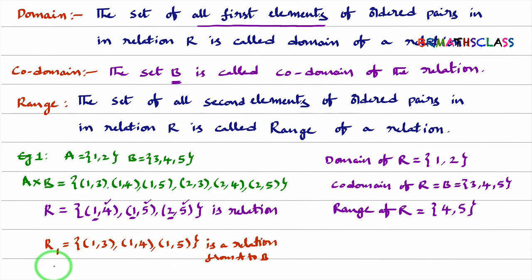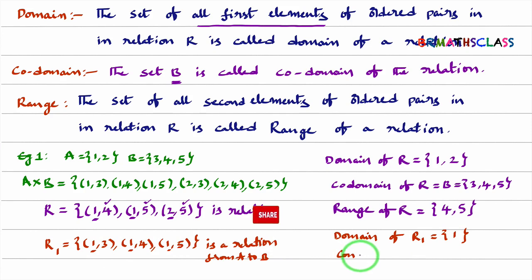Now, I want to calculate the domain, codomain and range of this relation R1. What is the domain of R1? The definition of domain is the set of all first elements of ordered pairs. You observe, 1 is the first element of all the ordered pairs. So the domain of R1 is {1}.